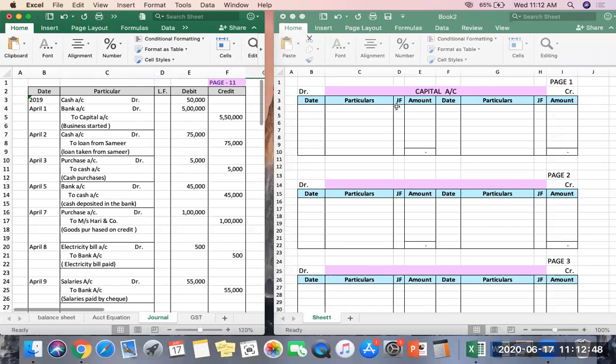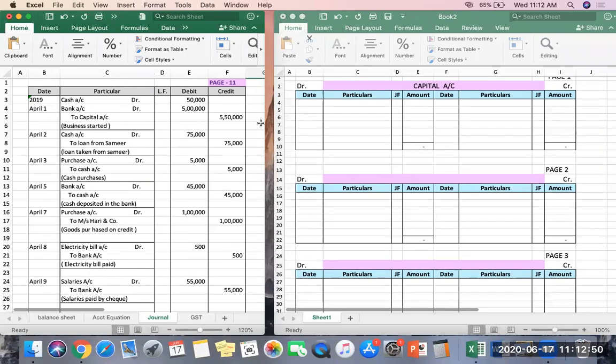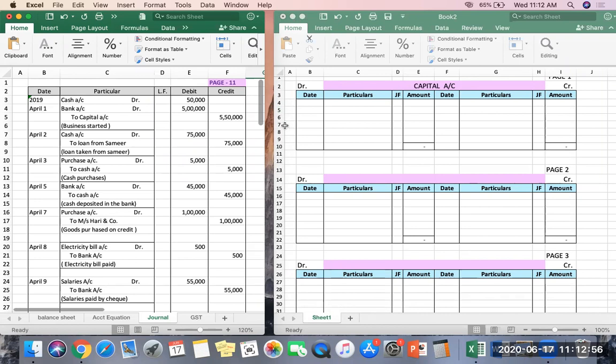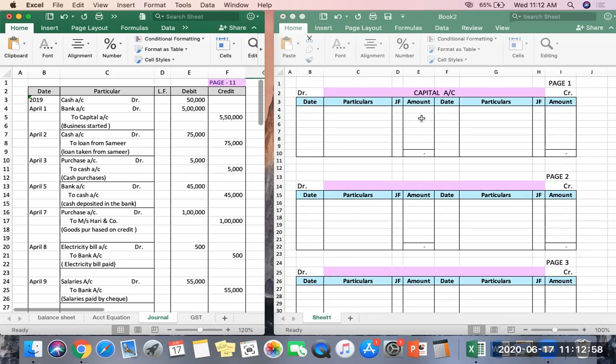This is only for reference purposes, so that when you are putting these entries, I have put the page number just to show you how you are going to do it. Okay? And here you will be writing the amount.